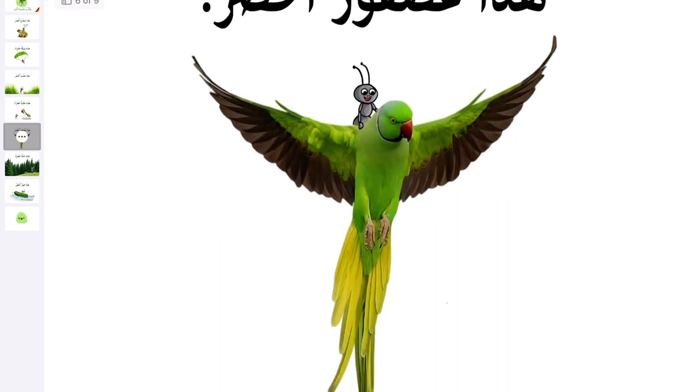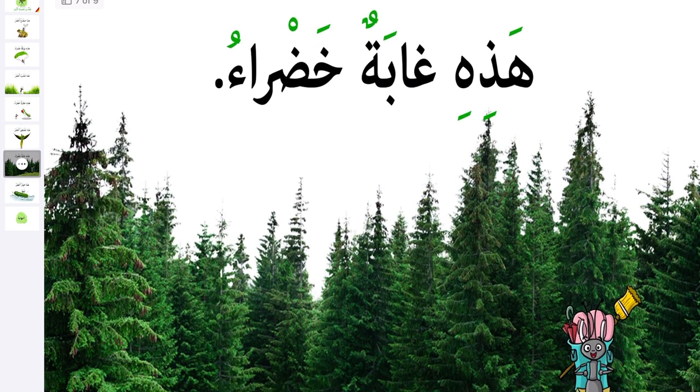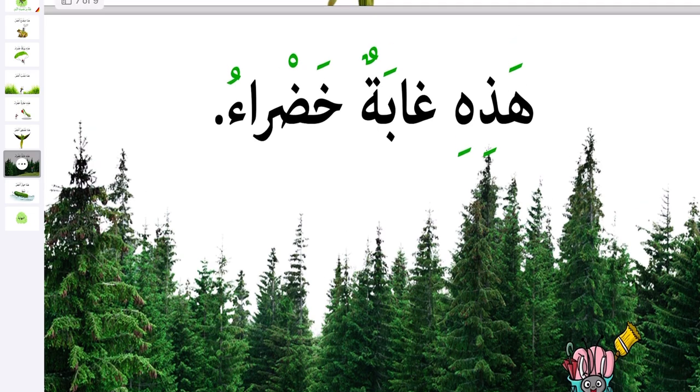Okay, I'm skipping this one. This is a green forest. ये एक सब्ज जंगल है. هذه غابة خضراء.